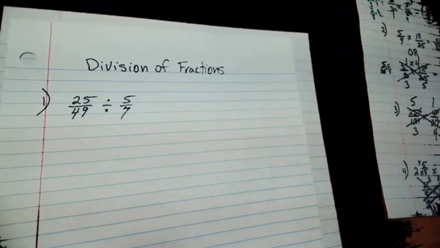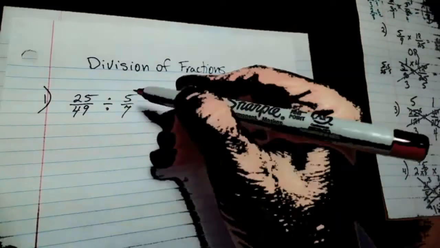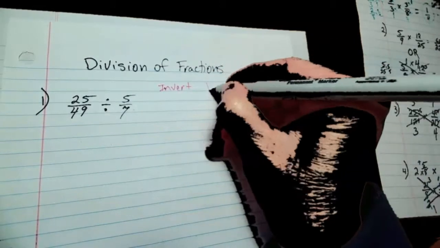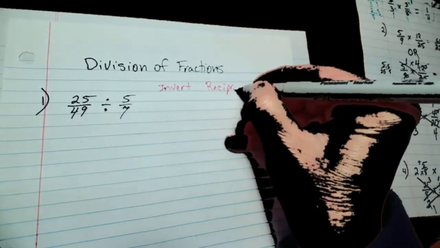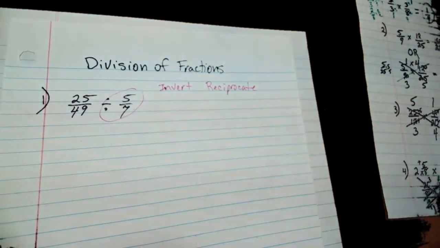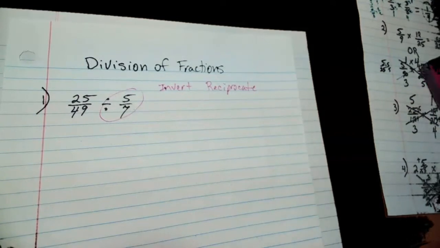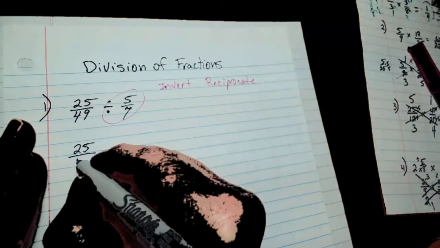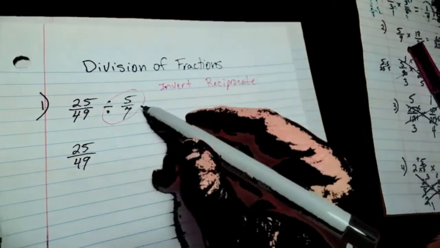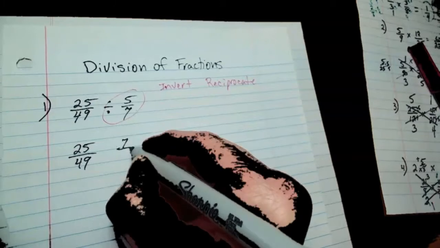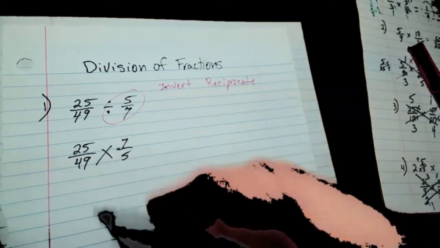Division is exactly the same as multiplication, except for a first step. We always flip, invert, reciprocate our divisor, which is our second fraction, and we multiply. So my first one stays the same, 25/49 stays exactly as it is, and then I flip, reciprocate, invert 5/7, so it becomes 7 over 5, and multiply.